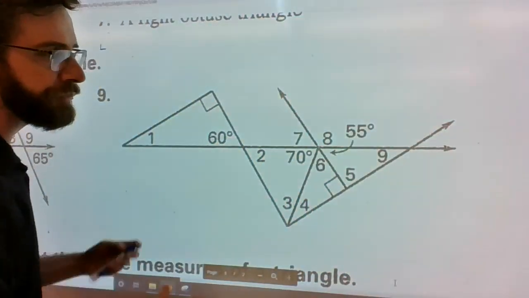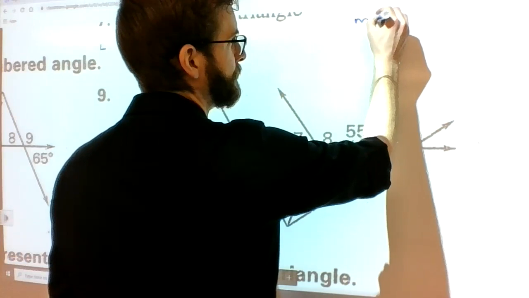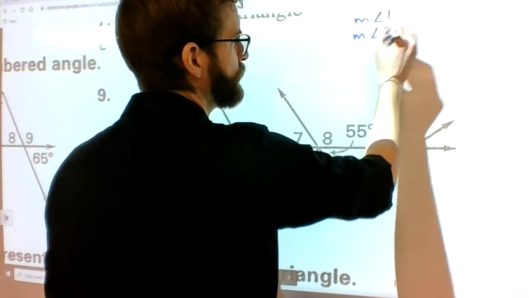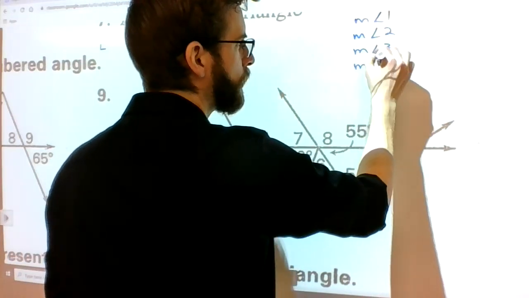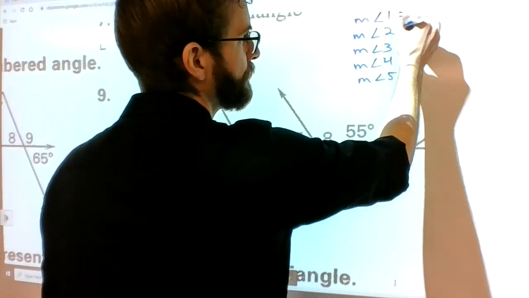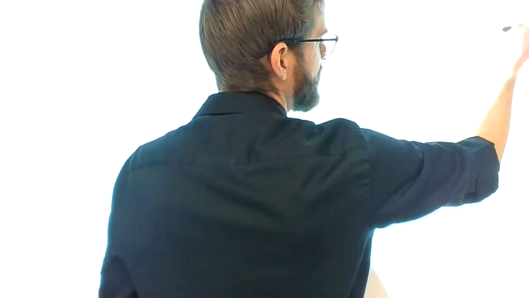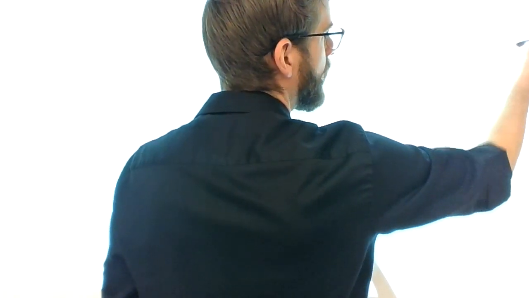So we've got 9 different angle measures that we need to solve for. So what's the measure of angle 1, angle 2, angle 3, angle 4? I'll just put this up here so that we can keep track of the angles we actually figure out. And then the measure of angle 6, angle 7, angle 8, angle 9.